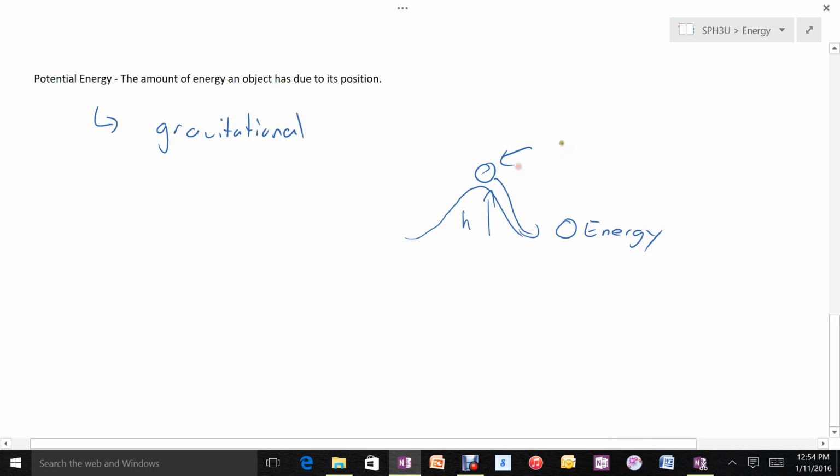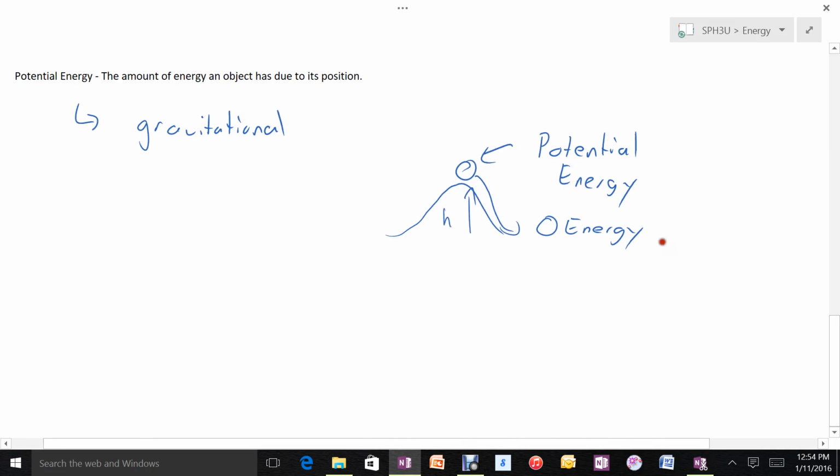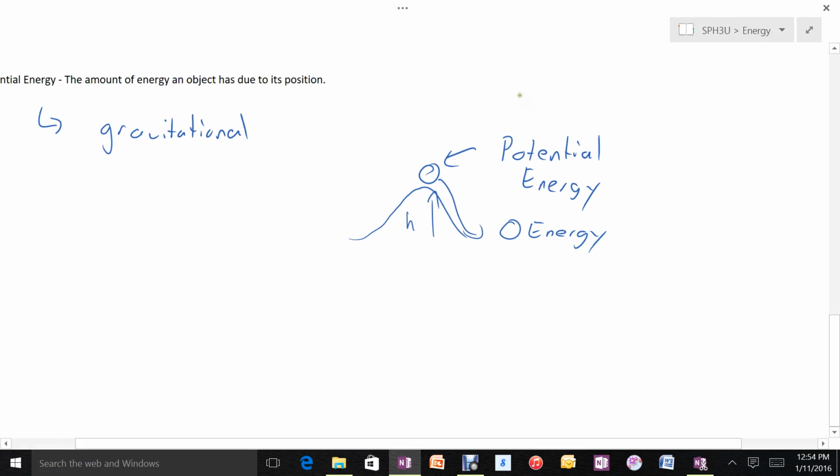So at the top, we say it has potential energy. It hasn't realized its energy yet. It's just a potential. That potential energy is due to its position. And the thing that's key about its position is that it's in a position where some natural force wants to do work on it.